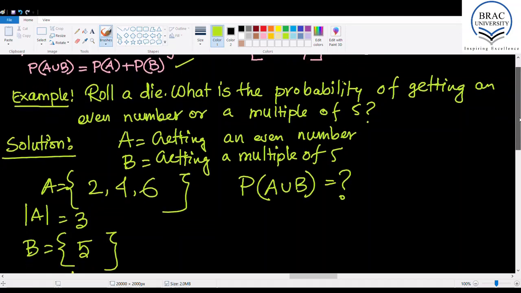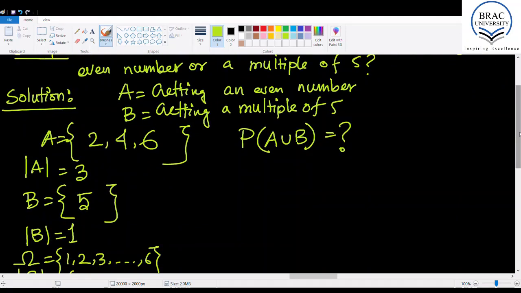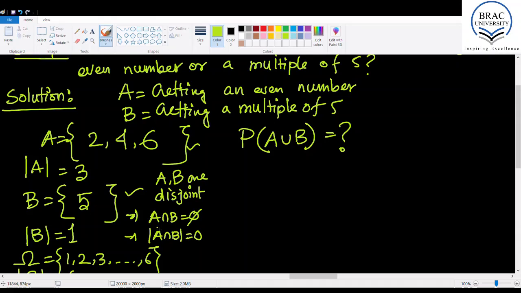oh, by the way, one thing to notice, and that is, see A and B, these two sets or these two events have no common elements, right? That is why we can say that A and B are disjoint. Mathematically, we can write A intersection B equals phi, which means cardinality of A intersection B equals 0. This is going to be useful information for later. So anyway, we have to determine P of A union B, and I hope you have understood what disjoint events are.